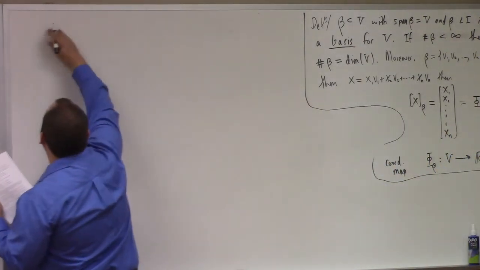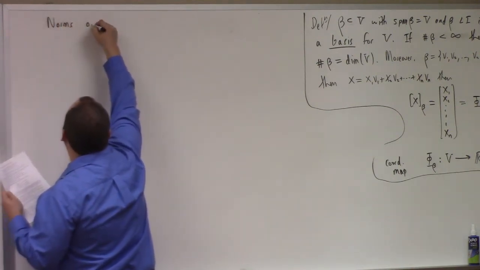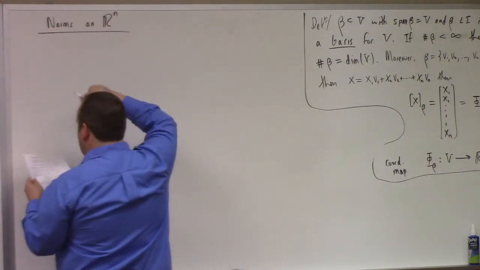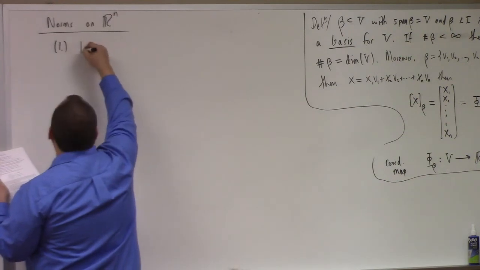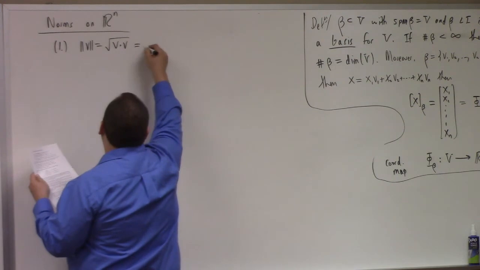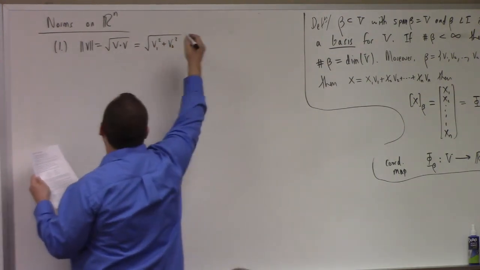So here are some standard ones for the plane. Number one, the one we already talked about: the norm of V is the square root of V dot V. In other words, this is the square root of V1 squared plus V2 squared. That's the Euclidean norm.